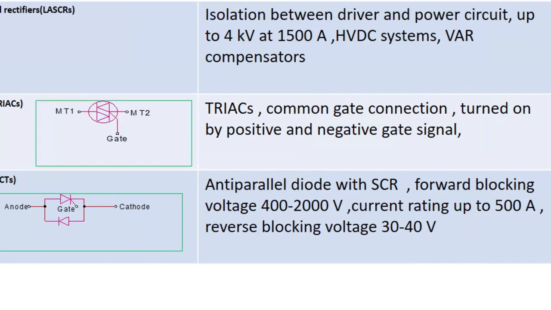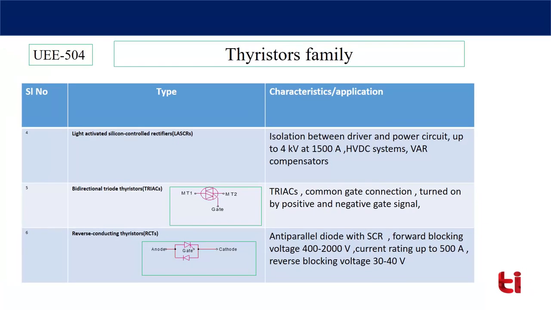Forward blocking voltage of this kind of thyristor is 400 volt to 2 kilovolt, and current rating up to 500 ampere is available. Reverse blocking voltage is 30 to 40 volt. So based on different applications, these are different types of thyristors, and accordingly they are selected for particular applications.